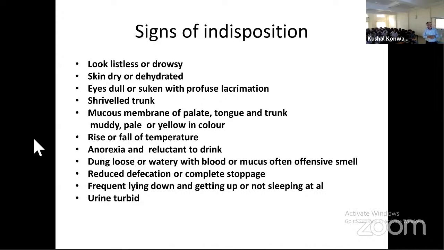Stool will be loose or watery with blood or mucus, or often very offensive smelling. Sometimes very hard stool is also a sign of disease. Reduced defecation or complete stoppage, frequent lying down and getting up, and not sleeping at all. That is also sign of indisposition. And turbid urine.